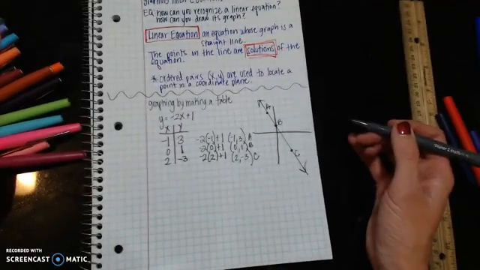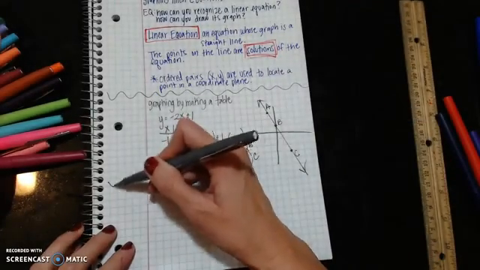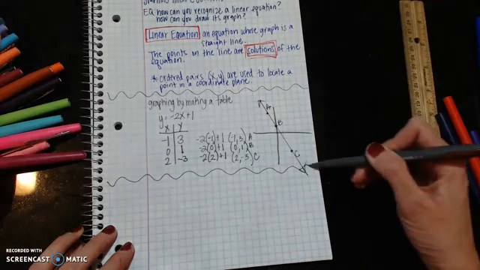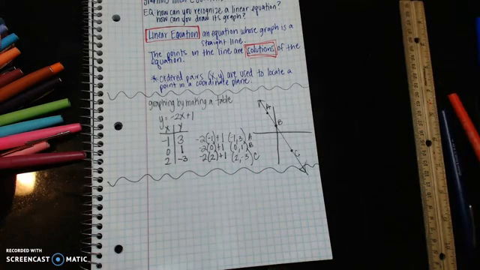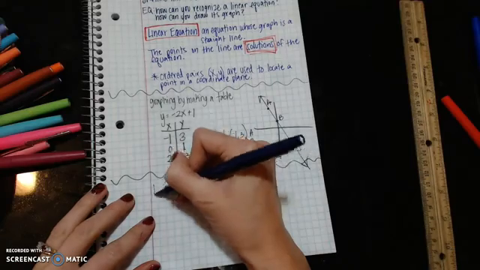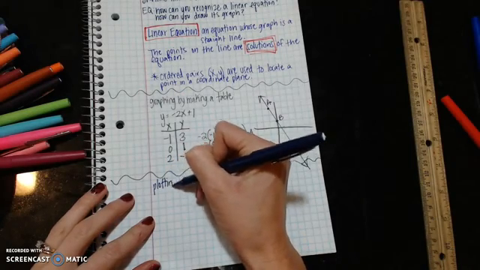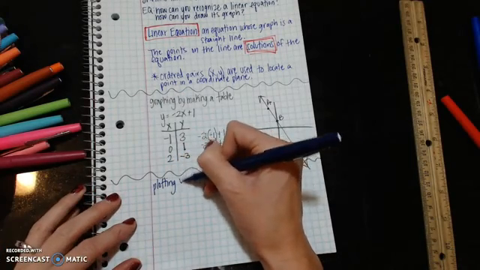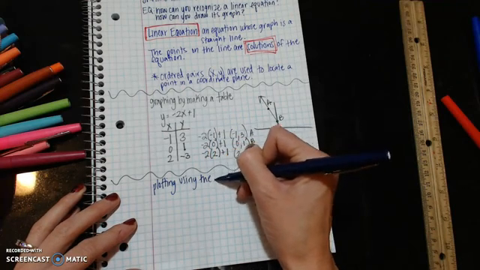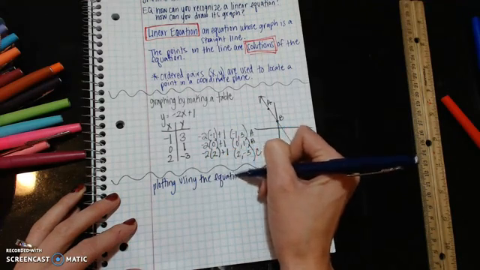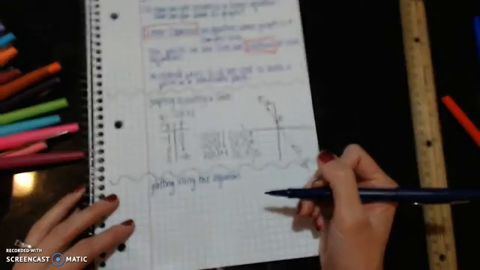Now, I'm going to be doing something else. So again, I'm going to chunk. So I'm going to split up my notes because I know that I'm going on to something else. It's a new topic. This time, we are going to be talking about plotting or graphing using the equation. Okay? Now, we've already talked about it.